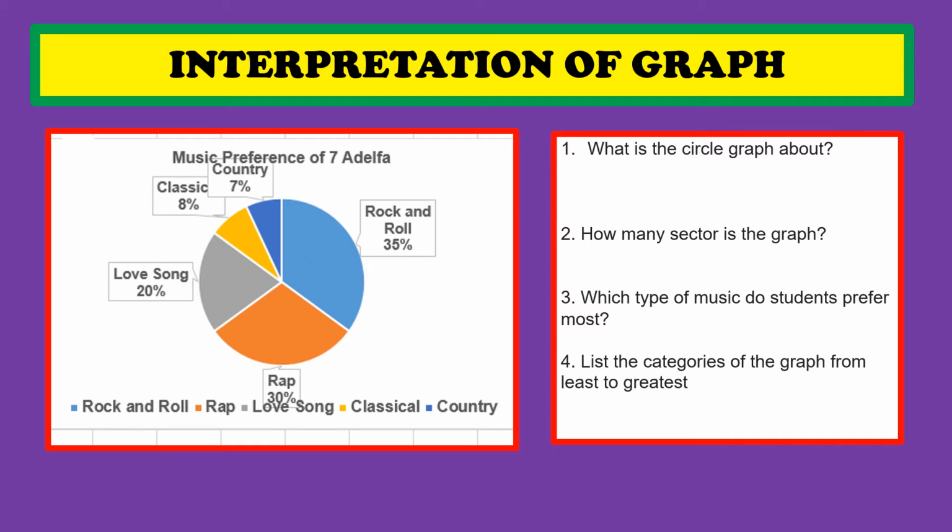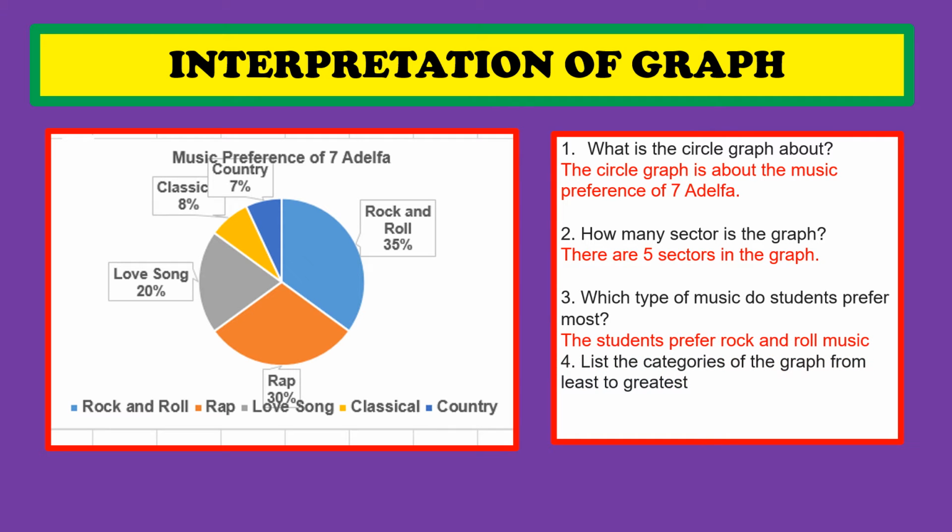Interpretation of the graph. What is the circle graph about? The circle graph is about the music preference of Grade 7 Adelfa. How many sectors is the graph? There are 5 sectors in the graph. Which type of music do students prefer most? The students prefer rock and roll music. List the categories of the graph from least to greatest. We have country, classic song, love song, rap song, rock and roll.